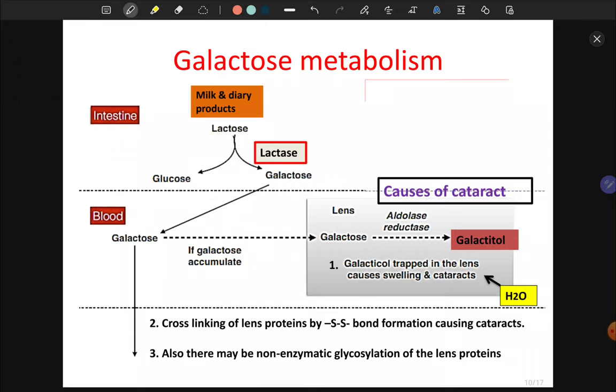Next topic will be galactose metabolism. The very topic is easy. So it's very easy.